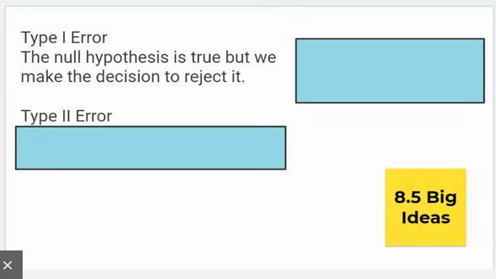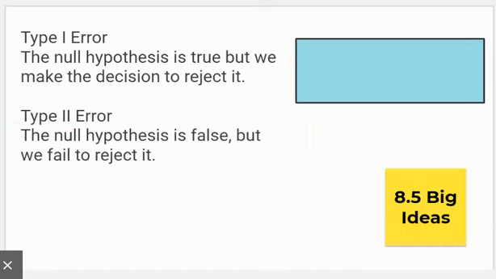Now, what about a type 2 error? What is that? Well, a type 2 error is when the null hypothesis is false, but we fail to reject it. So it's false, and we should be rejecting it, but we end up failing to reject it. So a type 2 error is when the null hypothesis is false, but we fail to reject it.